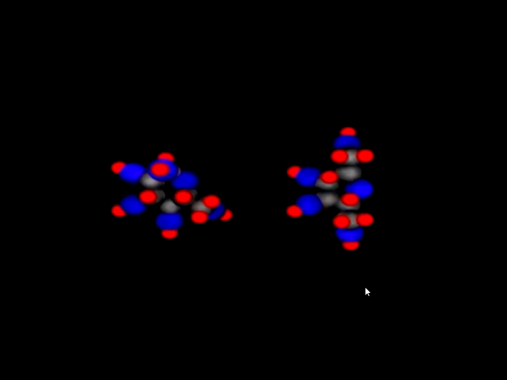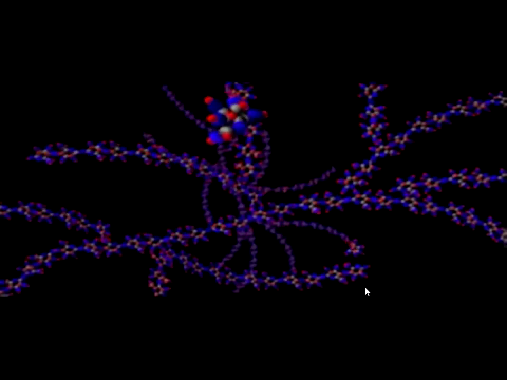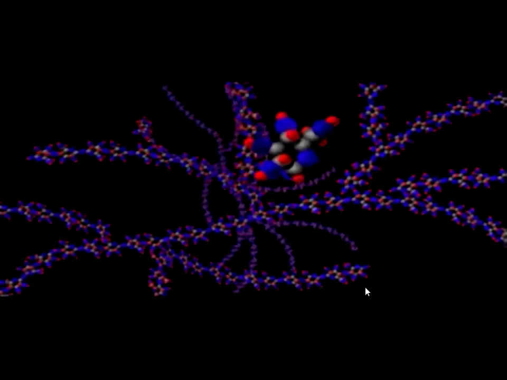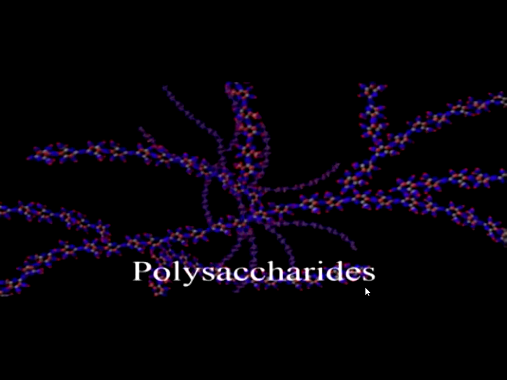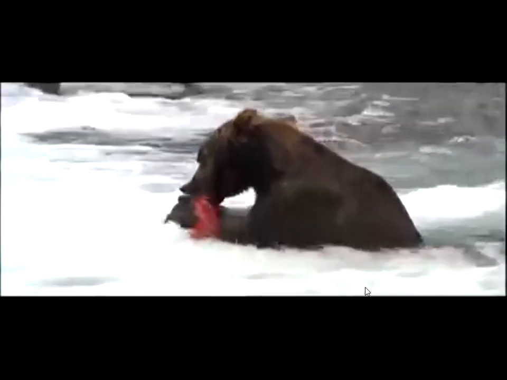Carbohydrates, such as glucose or fructose, that consist of a single sugar monomer, are called monosaccharides. Sucrose, lactose, and other carbohydrates that contain 2 sugar monomers are called disaccharides. Starch, glycogen, cellulose, and other carbohydrates made out of long chains of sugars are called polysaccharides. Glucose is the most common monosaccharide and one of the most abundant sources of chemical energy in the living world.